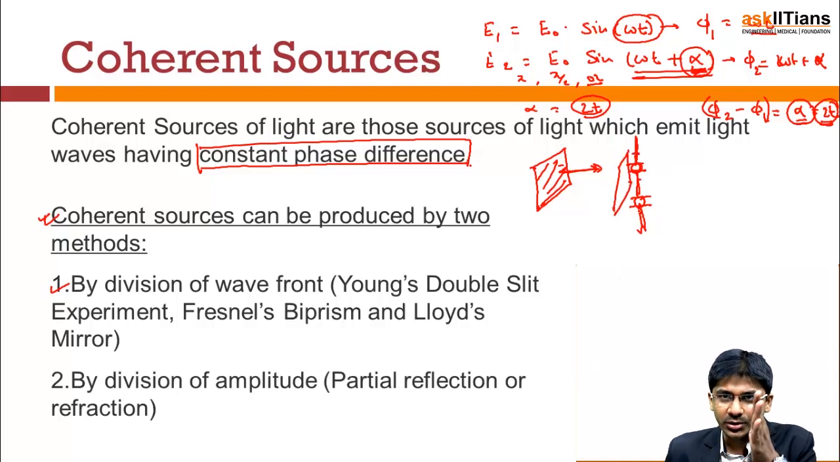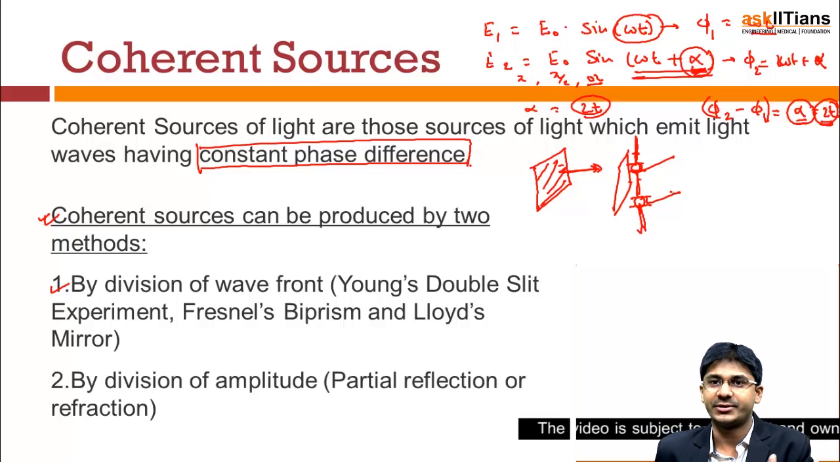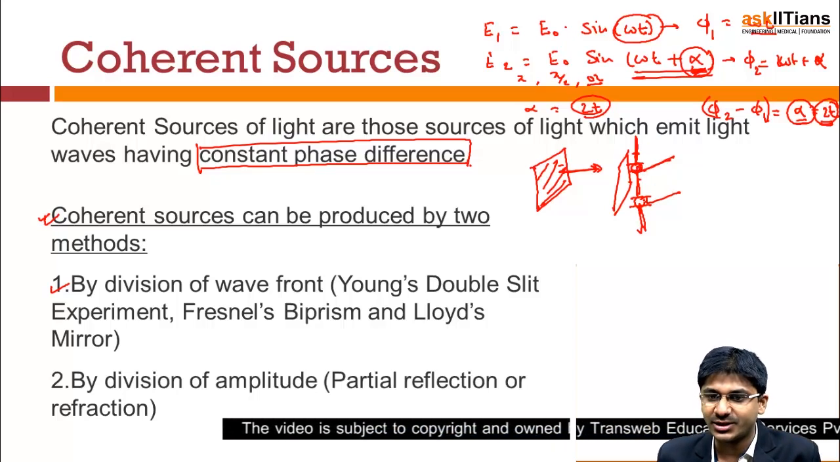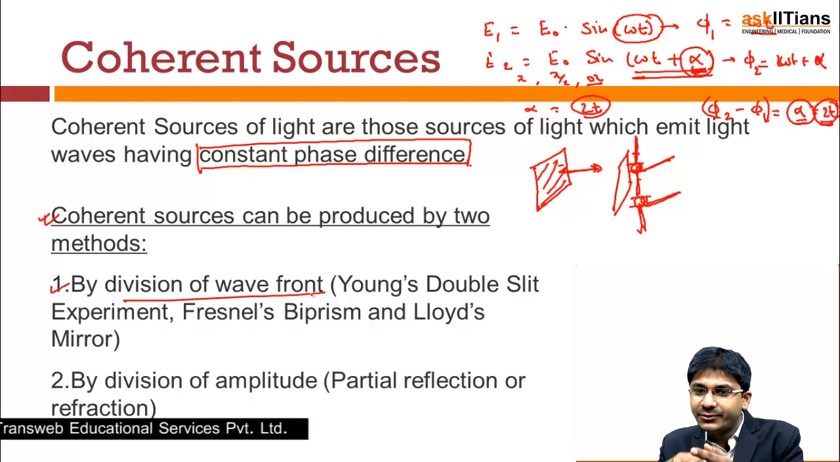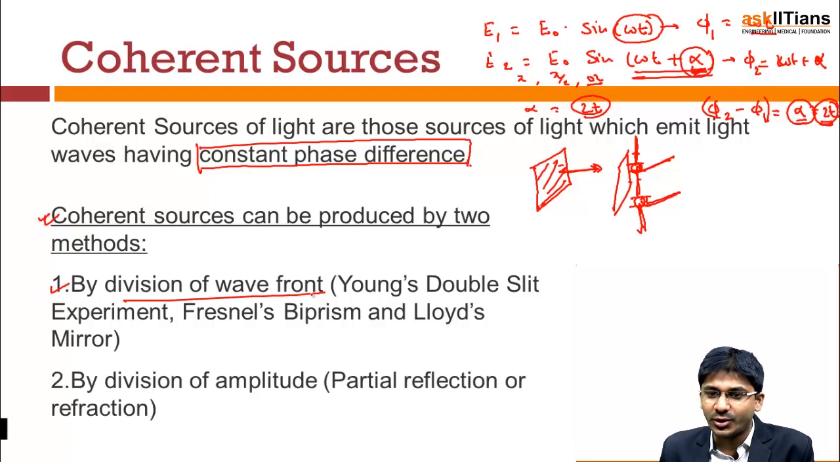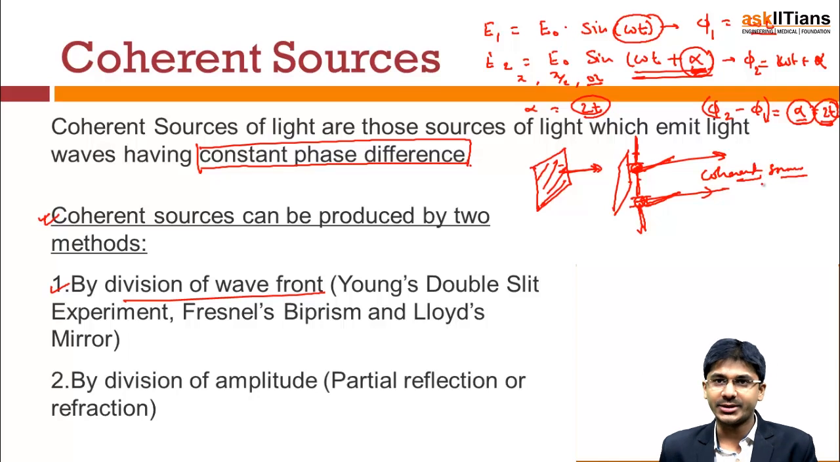When this wavefront is exactly on the board, this point and this point now have the same phase, because these two points are on the wavefront. That means these two points have the same phase. So this is called the division of wavefront. We had a wavefront, and we divided it in such a manner that we got the sources from here. So when the light goes from this point and this point, these are coherent sources. Why? Because they are coming from the same wavefront. Same wavefront means same phase. Same phase means the phase difference is 0, and 0 is also a constant.